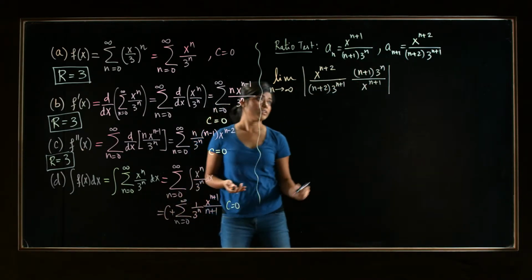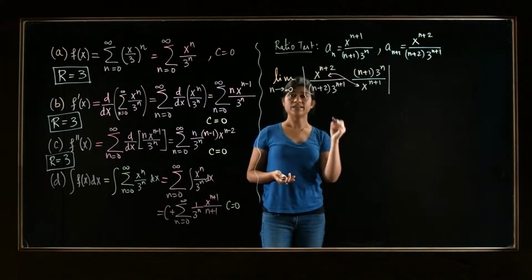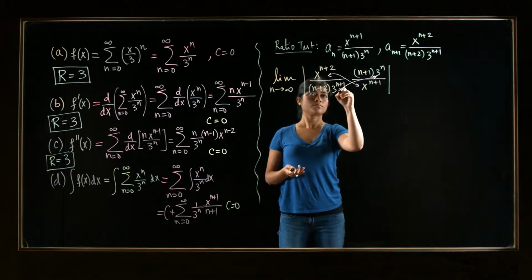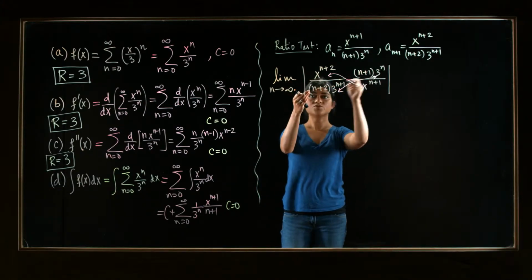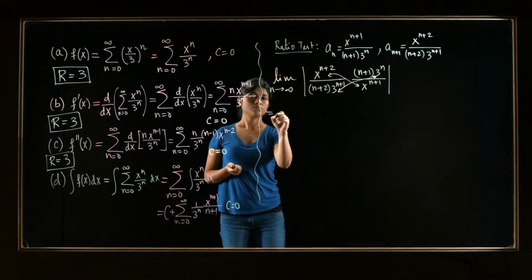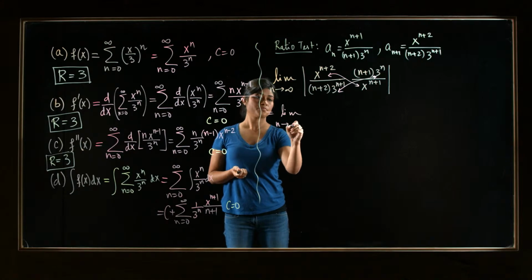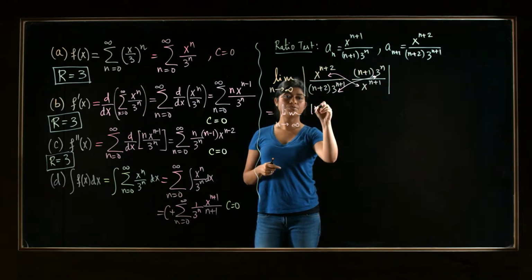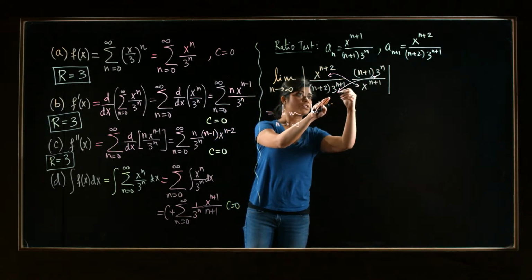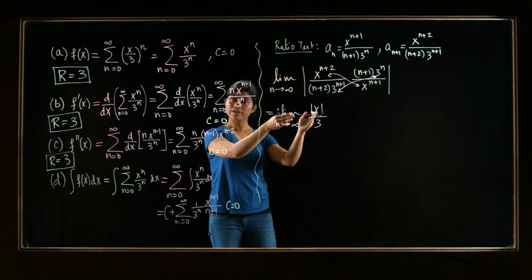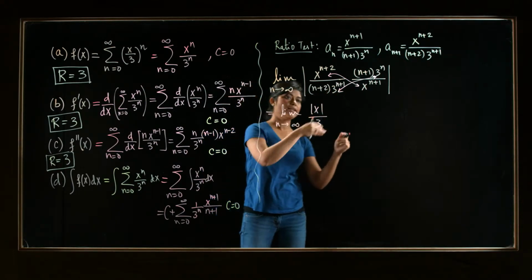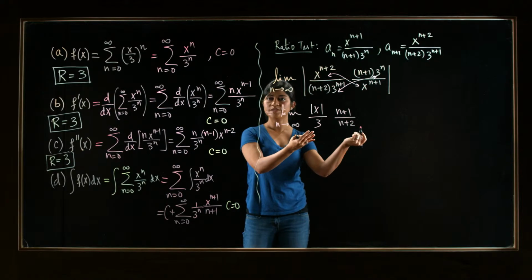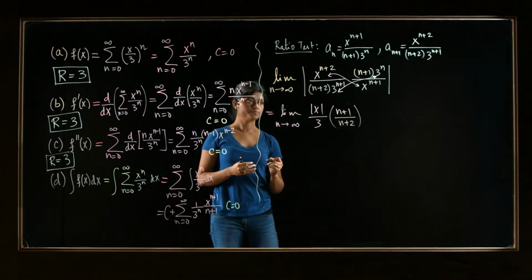We do the same thing again. Let's try to find the like terms and cancel. The x terms will cancel and the 3's. And then we'll have the n plus 1 and n plus 2 that will not cancel. There is an extra x in the numerator, and we have to keep the absolute value. And then an extra 3 in the denominator. So as before, we have that same term, absolute x over 3, and then we have n plus 1 over n plus 2. As you can see, this will always be positive, so we don't need the absolute value.